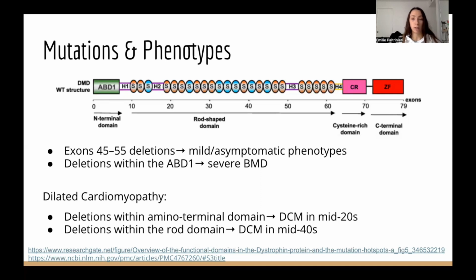Research has also shown some consequences on cardiovascular health and the development of dilated cardiomyopathy. What has been found is that deletions within the amino-terminal domain cause an earlier onset of DCM, and usually patients develop DCM in their mid-20s, while if the deletions and mutations occur within the rod domain, then they will develop DCM later in life, around 40 years of age.